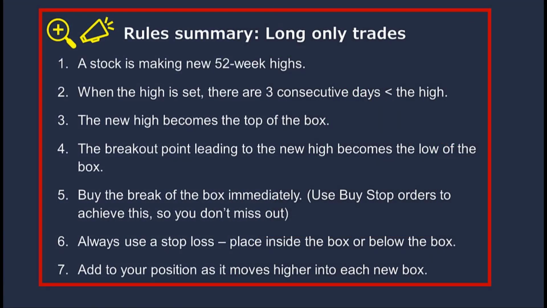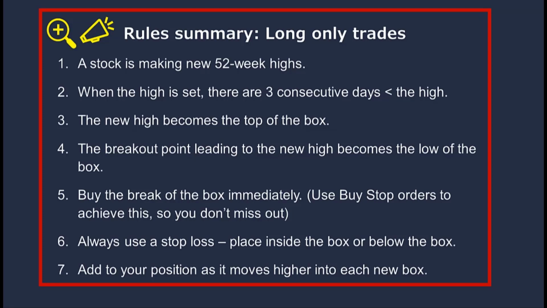Let's really break those rules down now so that we can more easily apply it into our world today. So the first rule was that stocks were making a new 52-week high. When the high was set, then there are 3 consecutive days less than the high, because now we've got our peak. We're starting to create the top of the box, so that new high becomes the top of the box, and the breakout point leading to the new high becomes the low of the box. And you would buy the break of the box immediately.